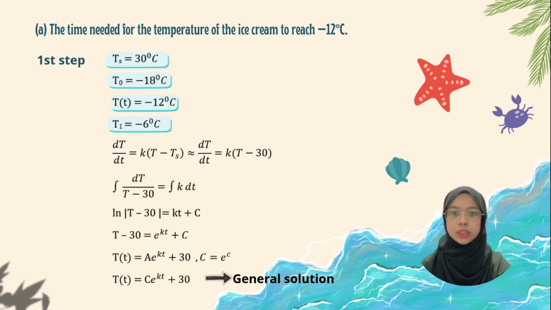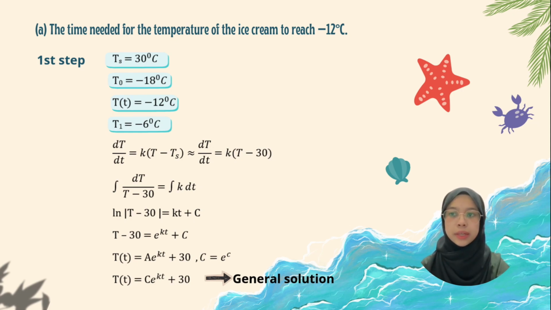The differential equation related to this problem is dT/dt = k(T - Ts), equivalent to dT/dt = k(T - 30). We solve the equation by separating the variables and integrating both sides of the equation. The integral of dT/(T - 30) equals the integral of k dt, and we get ln|T - 30| = kt + c.